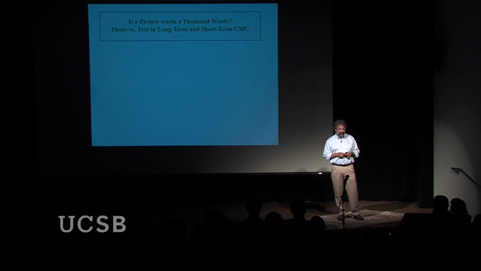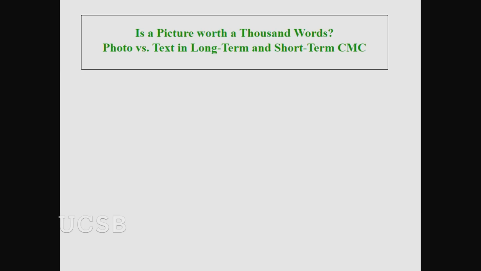Let me tell you about a couple of experiments, an old one and a newer one, that we used to see if this model had any merit, any validity. This one we called "Is a Picture Worth a Thousand Words?" We compared photos versus text in long-term and short-term computer-mediated communication. We did this in the 90s. We tested two theories at the same time. We tested social presence theory, which I explained to you suggests that the more cue systems you have, the better the interpersonal communication will be.